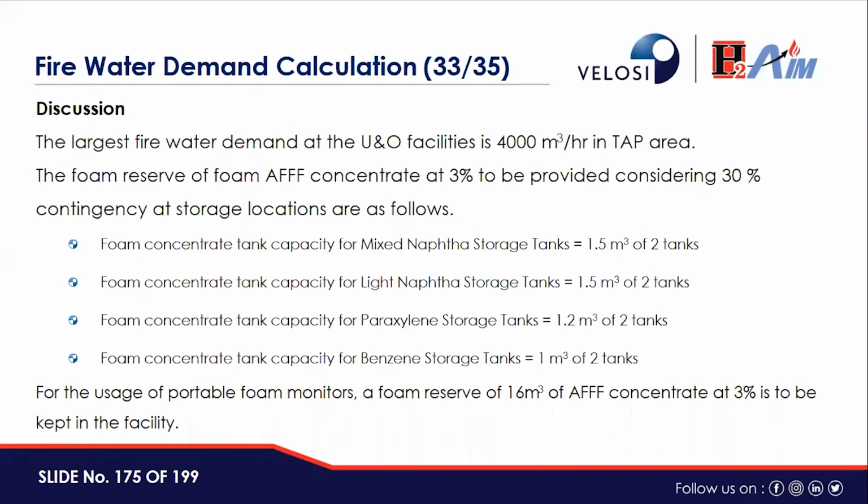The foam reserve of foam AFFF concentrate at 3% to be provided, considering 30% contingency at storage locations, is as follows. Foam concentrate tank capacity for mixed naphtha storage tanks, 1.5 cubic meter of 2 tanks. Similarly for light naphtha storage tanks, similar, and for paraxylene storage tanks, 1.2 cubic meter of 2 tanks, and the foam concentrate tank capacity for benzene storage tanks is 1 cubic meter of 2 tanks. For the usage of portable foam monitors, a foam reserve of 16 cubic meter of AFFF concentrate at 3% is to be kept in the facility.